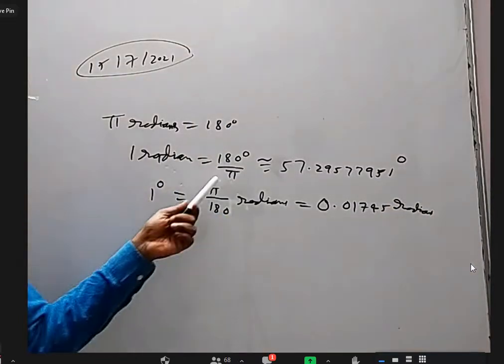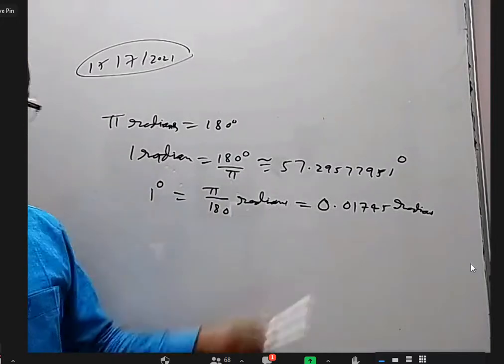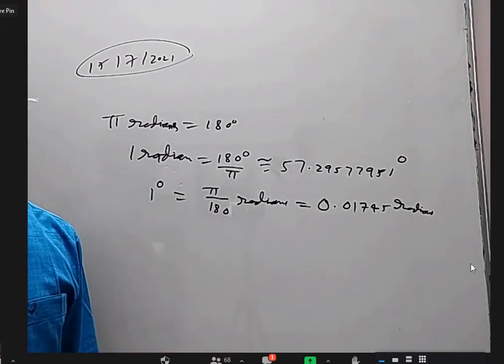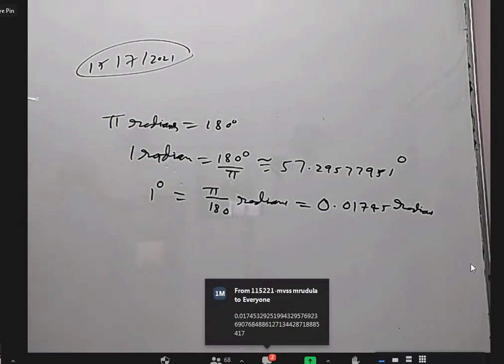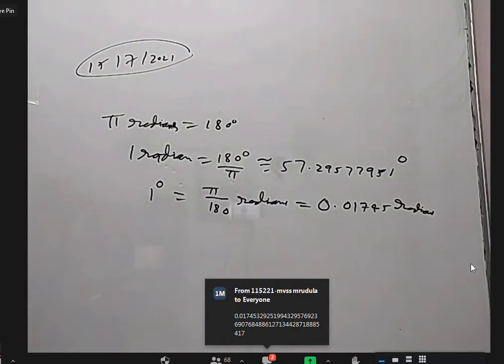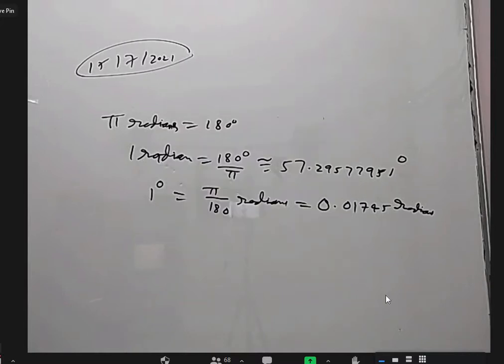I hope you are not writing pi as 3.14 or 22 by 7, right? Are you writing and calculating this? No, sir. You have the calculator, the pi value is there. Okay, fine. Okay, Mrudula sent it, too many digits, some 50 digits or something like that. You can easily copy and paste.